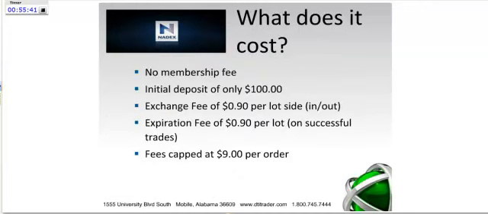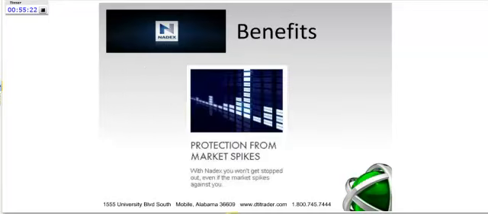It doesn't cost very much. There's no membership fee. It only takes $100 to open an account. It's 90 cents per side is all you pay, and it's capped at $9 per order. So if you do 10 orders, that's what it's capped at. Market spikes. If you would have been long the market today and not had a stop in, you would have got killed. In Nadex, you'd have lost 30 or 40 bucks on your binary option.